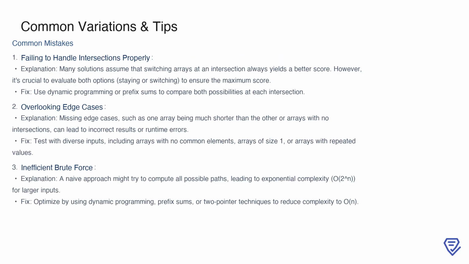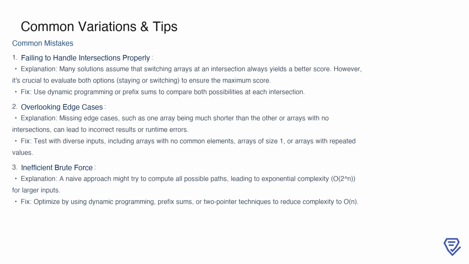One of the most common mistakes in this problem is failing to handle intersections properly. Many solutions assume that whenever arrays intersect, you should always switch to the other array to maximize the score. But that's not always true. At each intersection, you have two choices: stay on the current array or switch. To ensure the best outcome, you need to evaluate both options carefully. Techniques like dynamic programming or prefix sums can help you compare these choices efficiently.